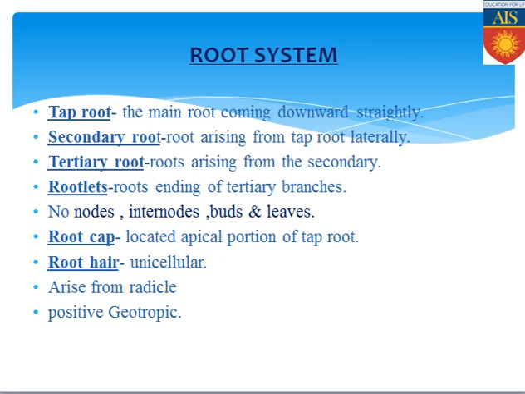From the surface of the primary root, several roots arise laterally, and those are commonly known as secondary roots. From the surface of the secondary roots, many roots arise again, and those are considered tertiary roots. From the surface of the tertiary roots, some small roots arise, and those are commonly known as rootlets. If you study the root structure, you can't see any node, internode, bud or leaf-like structure on the root or rootlet surface.